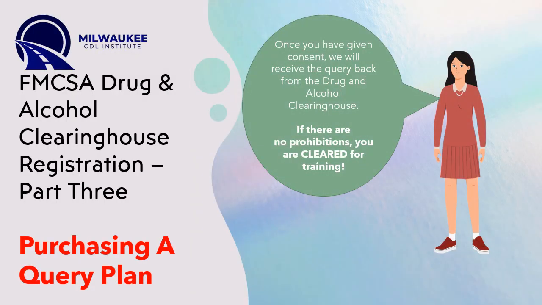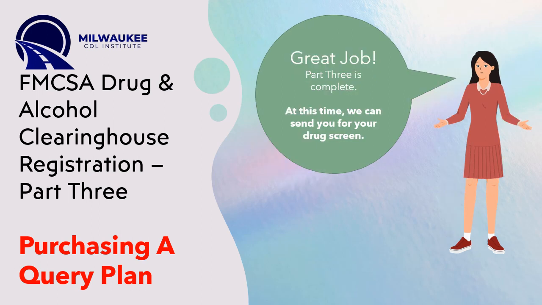Once you have given consent, we will receive the query back from the Drug and Alcohol Clearinghouse. If there are no prohibitions, you are cleared for training. Great job, Part 3 is complete. At this time we can send you for your drug screen.